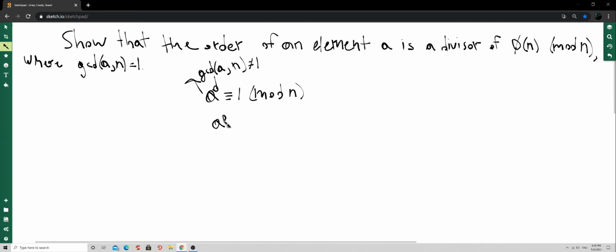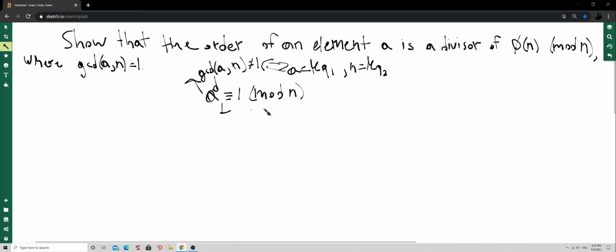So then we'll write a as some constant k times q1, and also we'll have n equals k times q2, where k is greater than 1, and that's going to be the GCD of a and n, right? So this directly follows from this.